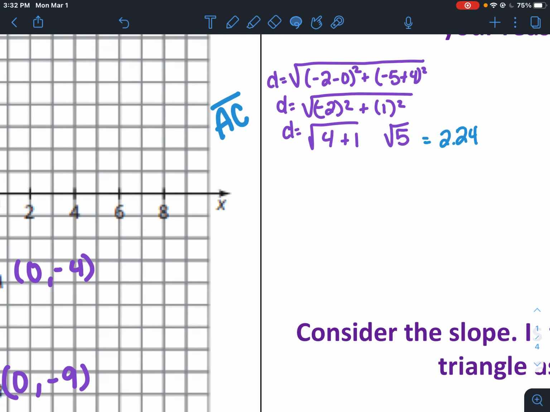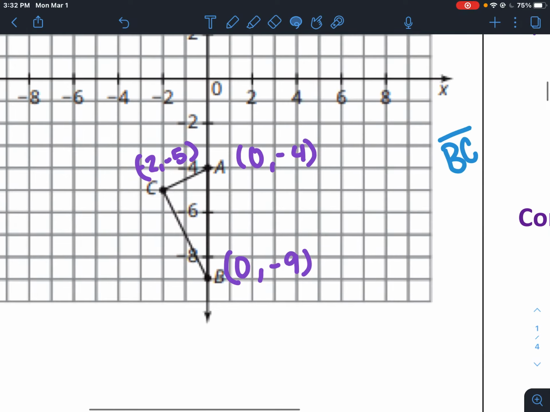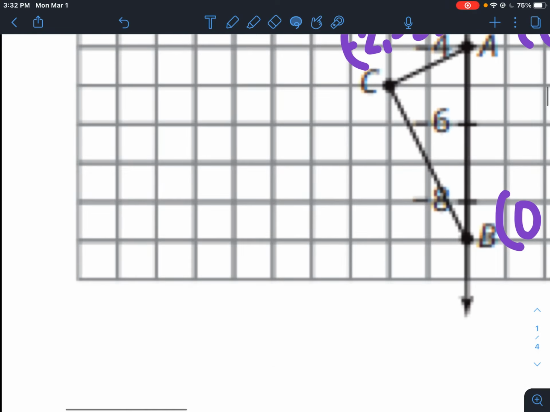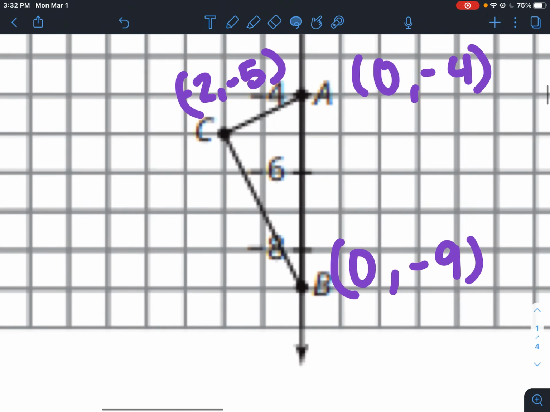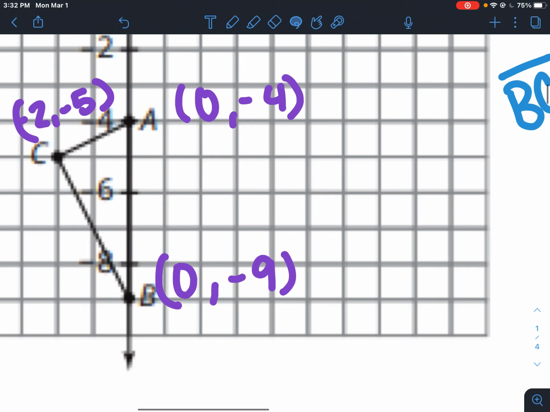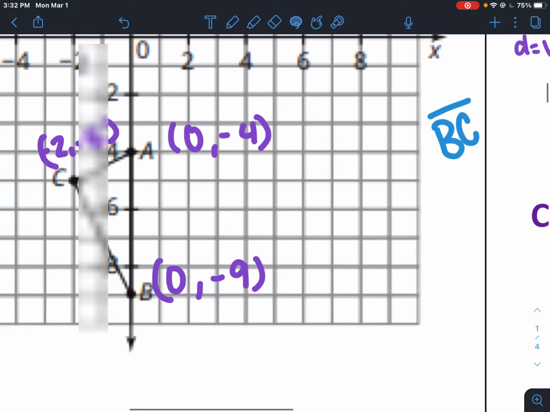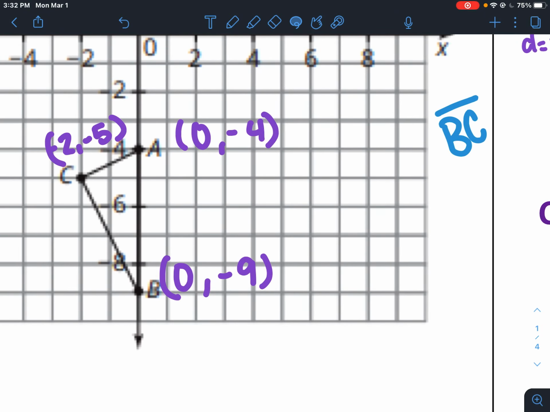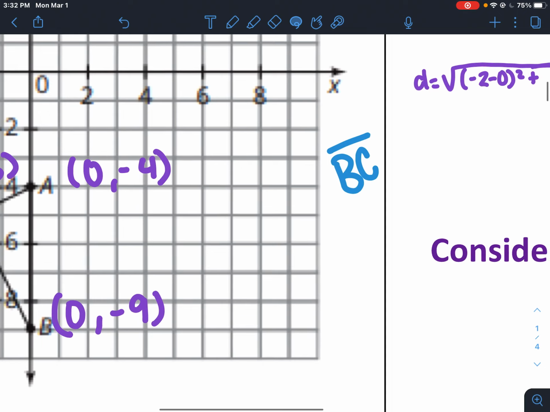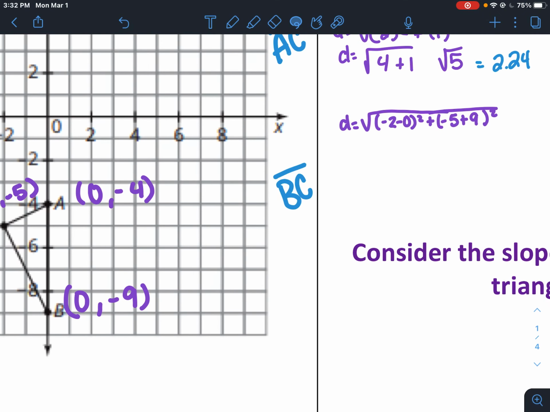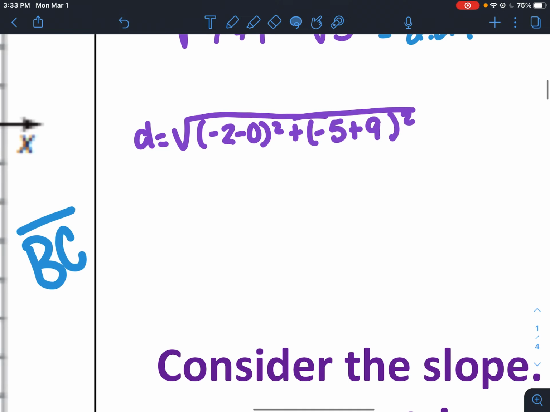Okay, now we need to do that for the other sides as well. Let's look at BC, this slanted side here. So -2, -5, 0, -9. So again, we have square root, difference of the x's squared, -2 minus 0, and plus the difference of the y's: -5 minus -9, which is plus 9, squared. Then we'll do the math inside of the parentheses, following the order of operations. Remember, PEMDAS, parentheses go first.